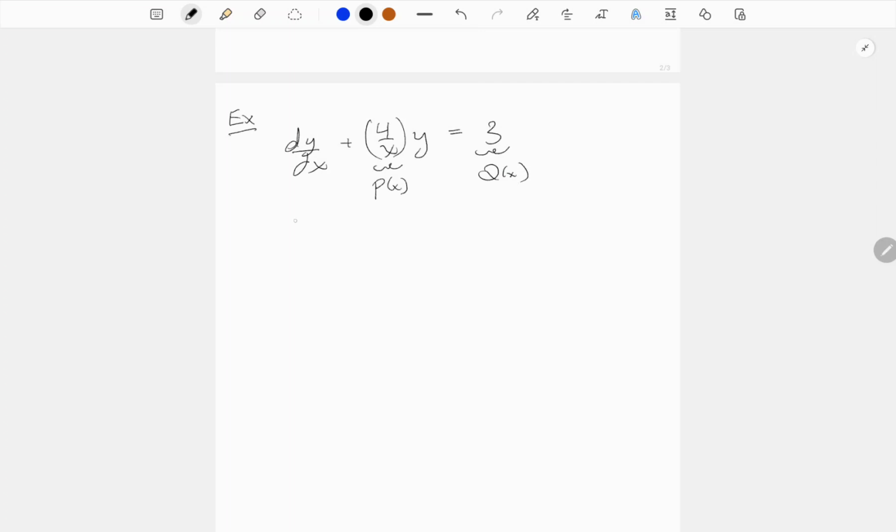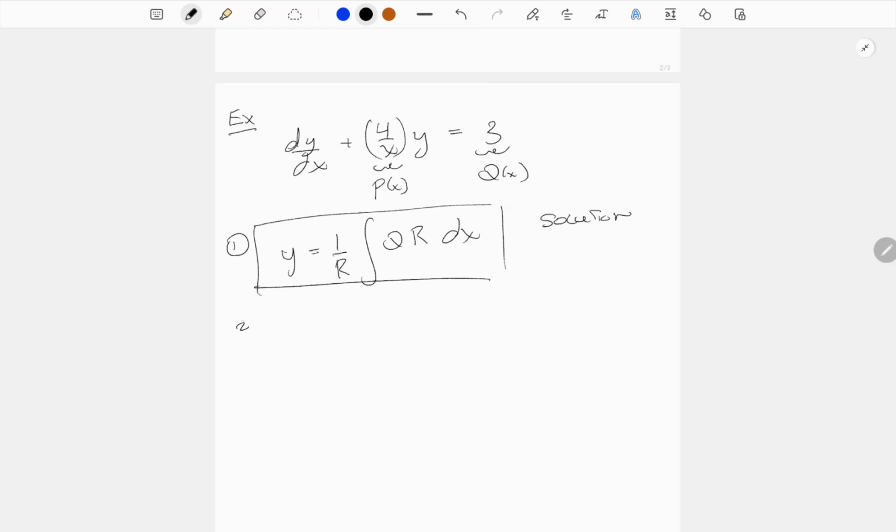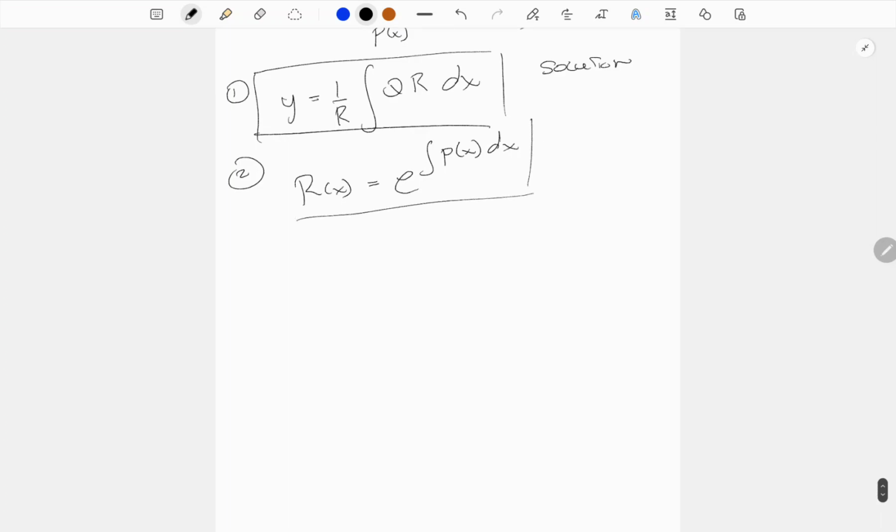So our solution is y equals 1 over r times the integral of q r dx. Now, q and r are functions of x. This is our solution. But we don't know r, right? So this was equation 1. Equation 2: r of x is e to the integral of p of x dx. Once we know r, we can plug it into this equation and solve for y. So these are the two equations. Let's do that.